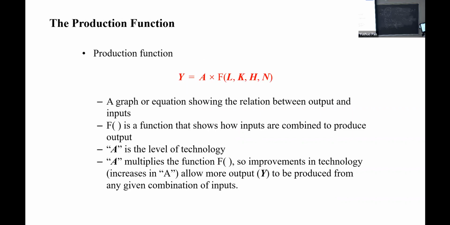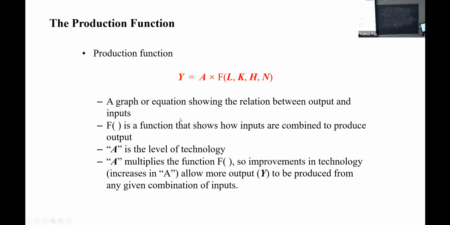The next part is the production function. Production function: Y equals A times F of L, K, H, N. Remember, L stands for labor, K stands for physical capital, H stands for human capital, and N stands for natural resources.